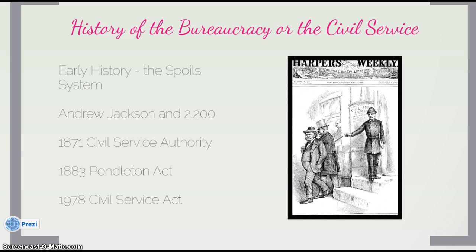This commission, the Civil Service Authority, accomplished very little. It disbanded 2 years later, in 1873. But in 1883, some 10 years later, Congress passed what was known as the Pendleton Civil Service Act, something I've mentioned in previous lectures. And the Pendleton Civil Service Act was civil service reform.